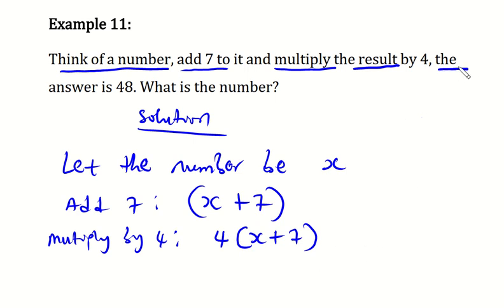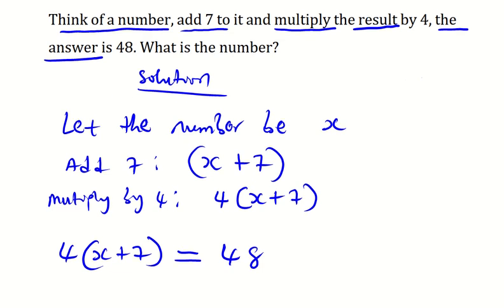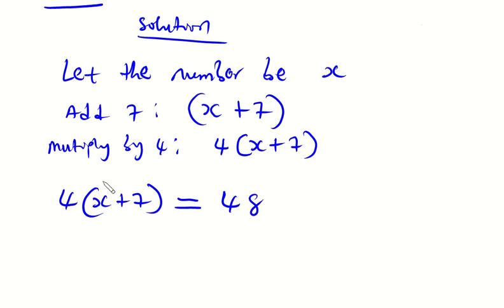Is that okay? Then they say the answer. Now when you hear the answer, this means that when you have multiplied the result of adding 7 to the unknown number, everything is now equal to 48. The answer is 48. Did you get that? Now they say, what is the number? Let's just quickly solve this question. 4 bracket x plus 7. 4 times x is 4x. And then 4 times 7 is what? 28. This is equal to what? 48. Is that okay?